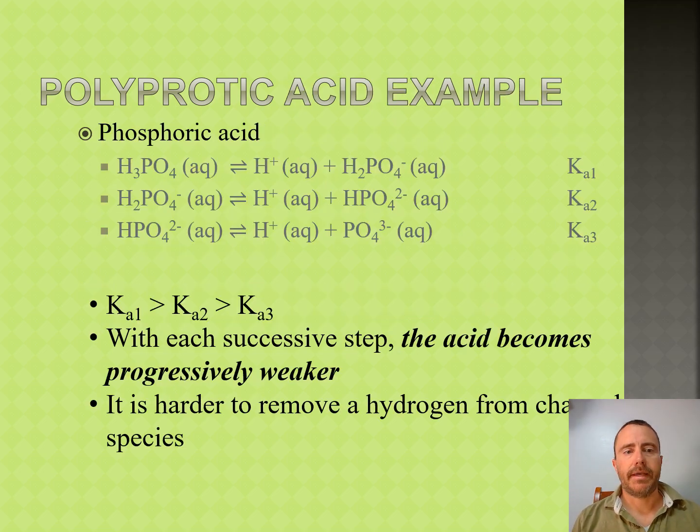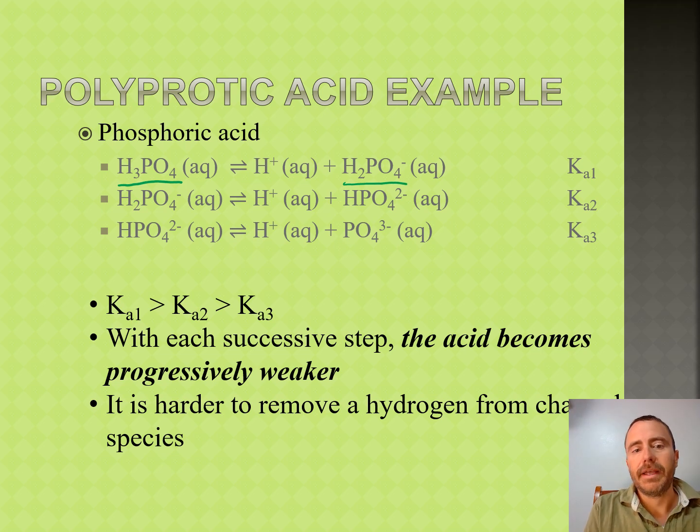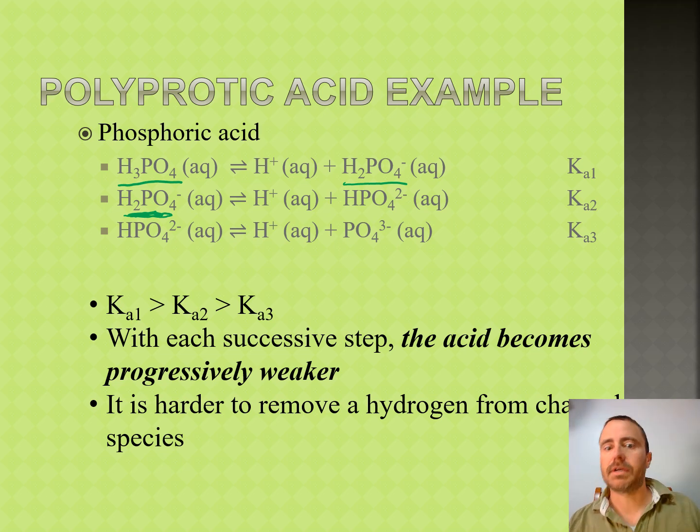Let's take a look at phosphoric acid as an example of a polyprotic acid here. Notice that our phosphoric acid, H3PO4, is going to give off one proton and become H2PO4 minus. And then in the subsequent step, that H2PO4 minus can give off another proton and become HPO4 2 minus. That could then give off a third proton, finally becoming PO4 3 minus.